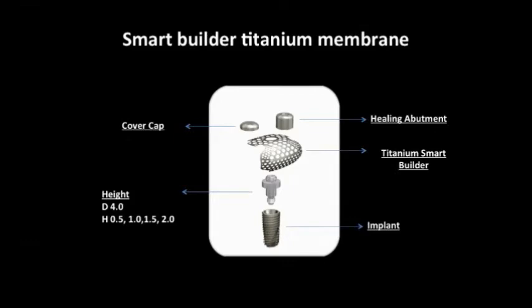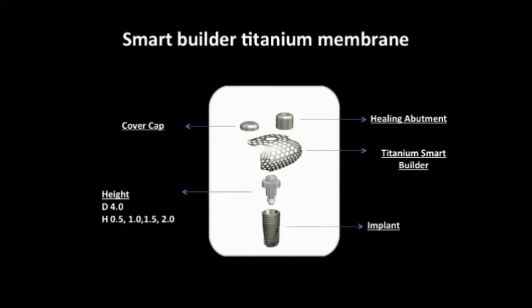In this case, if we're doing one-stage surgery, we can use this healing abutment. If we're using two-stage and we want to submerge the whole surgical site, the implant and the bone, we can use the cover cap. Both of them will cover and stabilize the titanium mesh. As you can see, the mesh is made of a top area with a big hole.